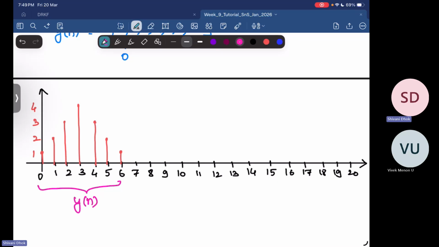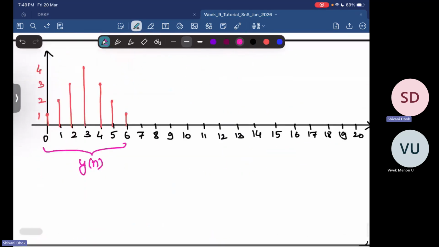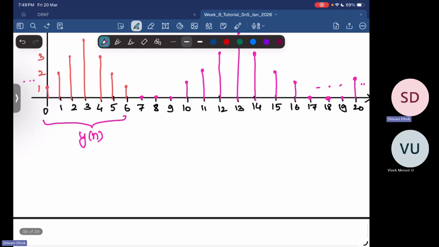But now what is given to us is your y1 of n. Your y1 of n is y of n repeated at every 10th sample or 10th instant. So 10th instant means at n equal to 10, it starts to repeat something like this. And so on. And otherwise it is 0 here, and again at 20 it will start repeating, and so on. And similarly in the negative side also it will start repeating.